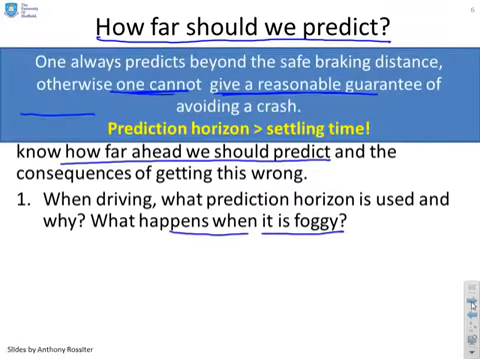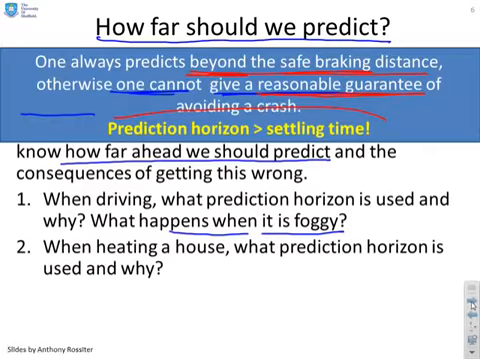You always predict beyond the safe braking distance, or well beyond the safe braking distance in general, because otherwise you cannot give a reasonable guarantee of avoiding a crash. So I've summarised that as: your prediction horizon is always greater than your settling time, and your settling time is clearly linked to the braking distance.